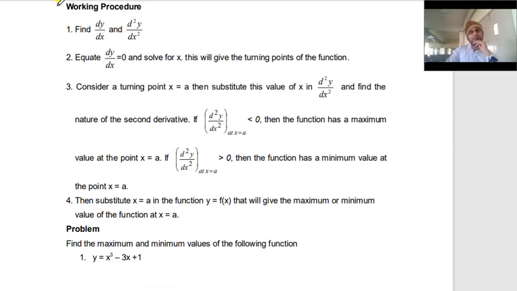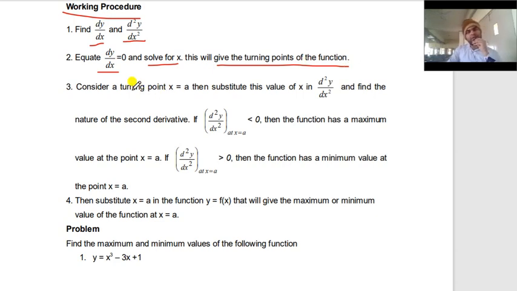The working procedure for finding the maxima and minima is described here. Firstly, we have to find dy/dx, then d²y/dx². d²y/dx² is obtained when we again differentiate dy/dx. Now put dy/dx = 0. After solving this, you can get the values of x, suppose x = a, x = b. Those values are called the turning points of the function.